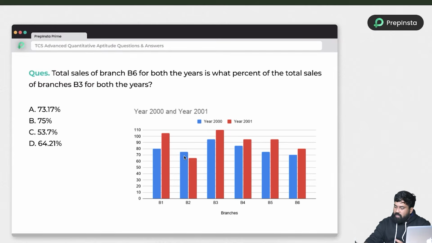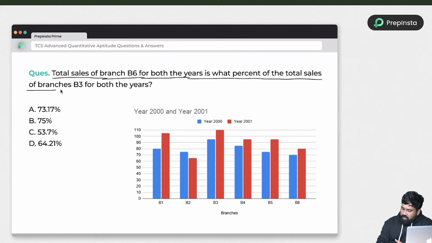Okay, so let's look into the next data interpretation part. Total sales of branch B6 for both the years is what percentage of total sales in branch B3 for both the years. So the years are given, 2000 and 2001. So B6 is here. You just need to draw the line so that you will get easy answers.